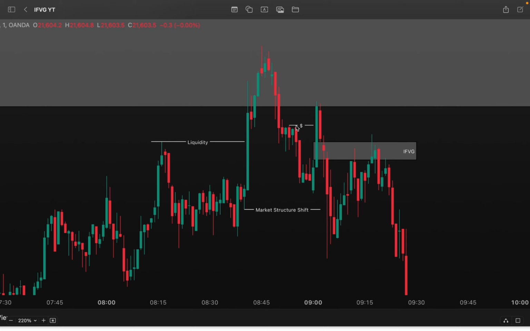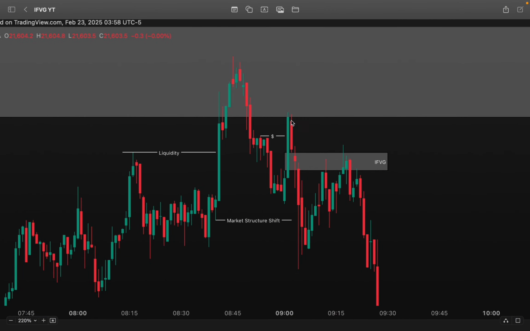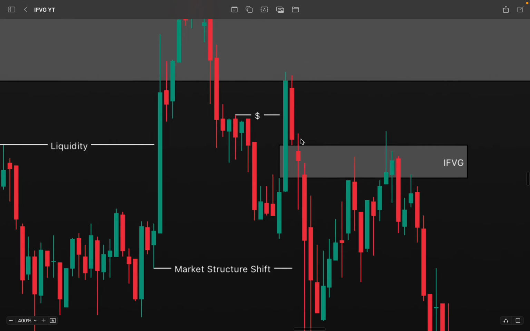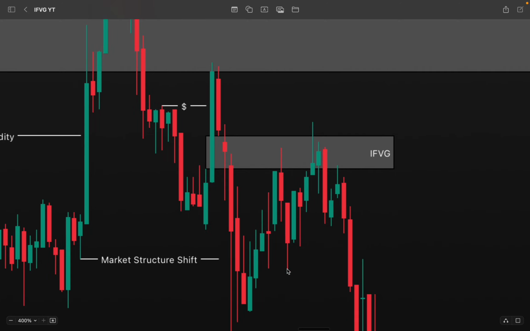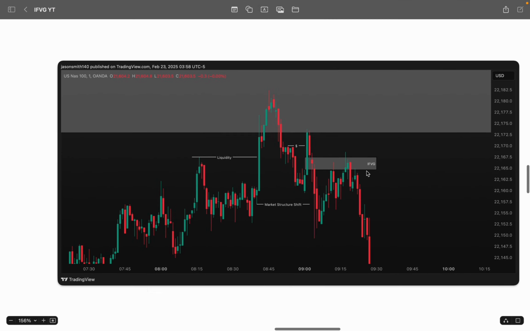Also, internal liquidity has been created. Price came down. Now we broke the market structure shift. So let's have a look. After the second tap, price made this inverse fair value gap here. As you can see, it broke this liquidity, went up, we had the market structure shift, and now we are going to wait for price to retrace and come back to our inverse fair value gap area.